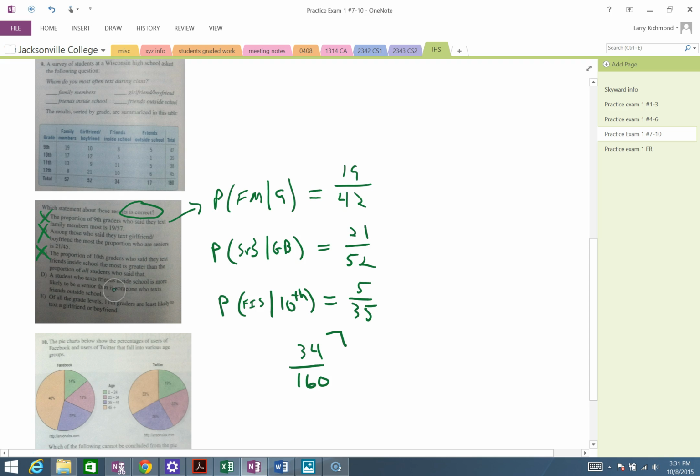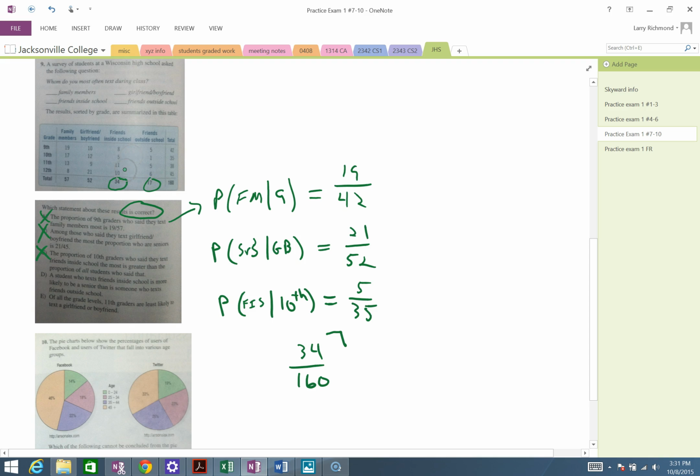D, a student who texts friends inside school is more likely to be a senior than is someone who texts friends outside of school. So if you're texting friends inside of school, you're in this group right here. Are you more likely to be a senior than someone who texts friends outside of school? So we're comparing these two numbers. We're looking at the senior part of that.